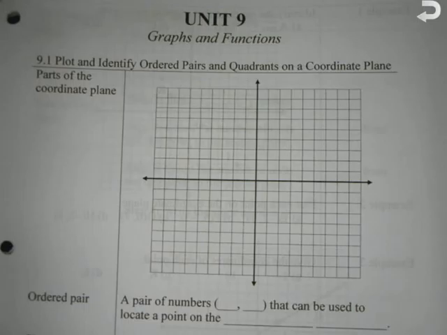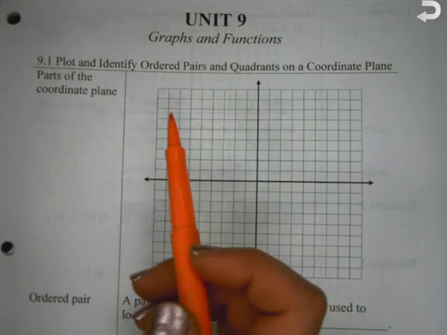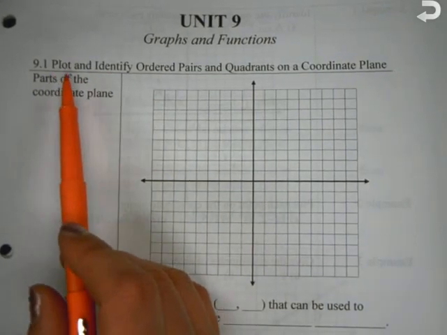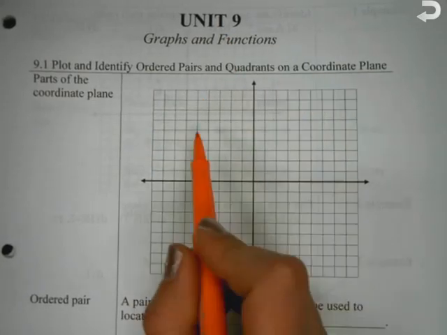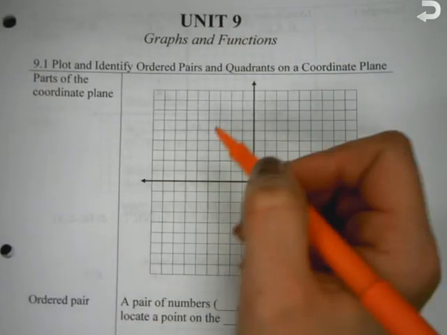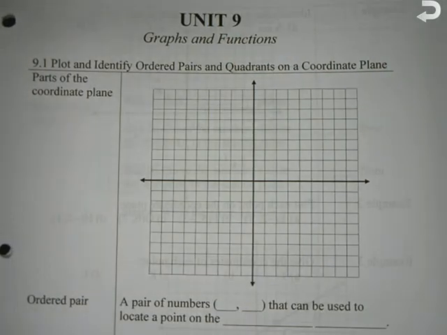Okay, how many of you have done graphing in elementary school before? Oh, yeah. Okay, so you guys can help me out. Good. So 9.1, the first lesson today, we are just going to be plotting and identifying ordered pairs and quadrants on a coordinate plane. So, the first thing we're going to do is label the different parts of the coordinate plane.